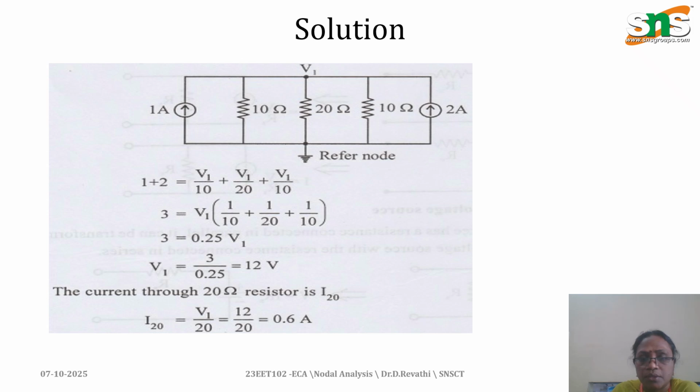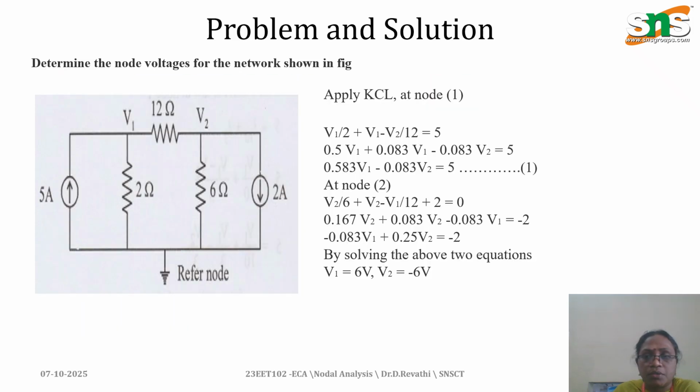So the current through the 20 ohm resistor, I20, is equal to V1 by 20. V1 is 12 volts, so 12 divided by 20. The current through the 20 ohm resistor is 0.6 amps. Okay, this is the procedure we follow to find the value of node voltage.